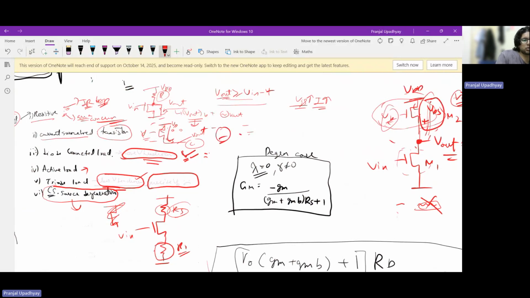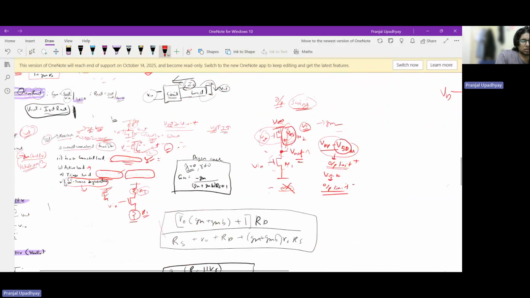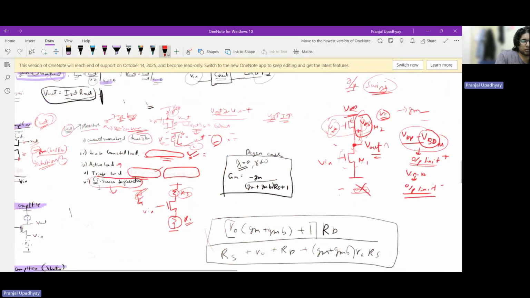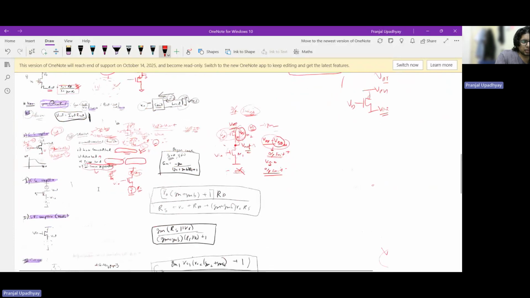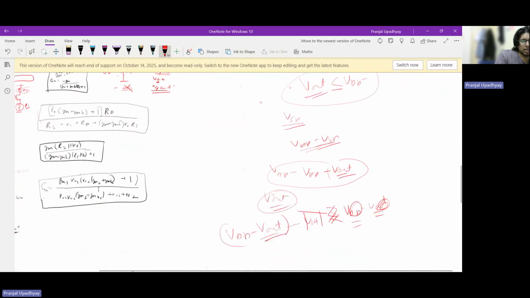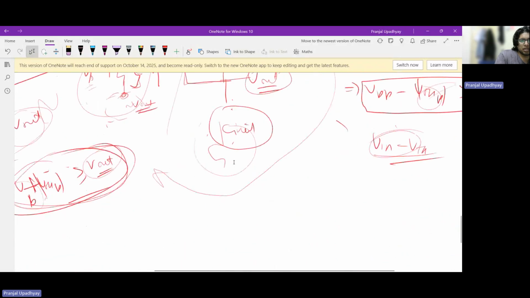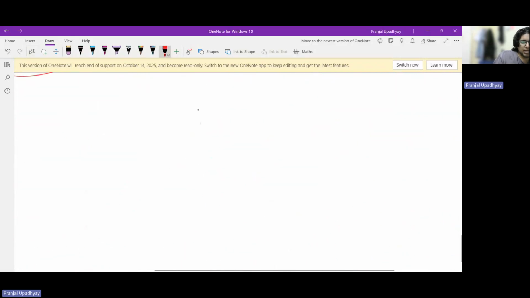Let us now finally go to the source degeneration, common source degeneration amplifier, and give this a real quick discussion, and then we can move to the other remaining amplifier topologies. So the idea here is that for simplicity, I'm drawing a drain resistive load. Here you have your Vout and here you have your Vin. And now the idea here is that we are placing a degeneration resistor RS over here. And why is that so? Why are we doing that?